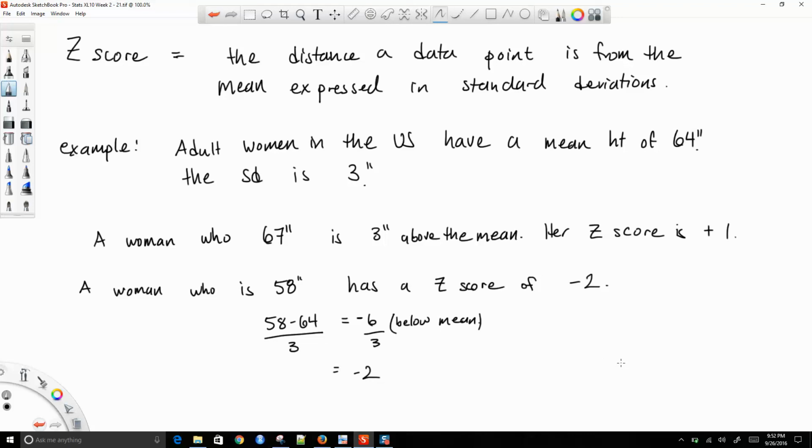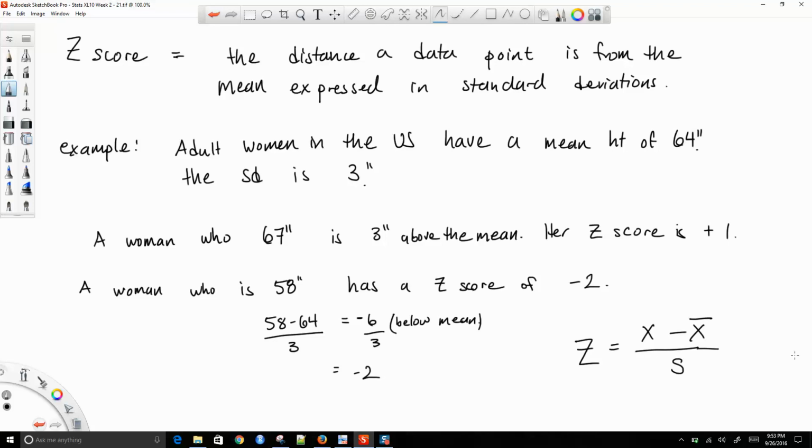So we can think of a z-score as being our x value, and we're going to subtract off the mean to see how much above or how much below we are from the mean. And we're going to take that difference and divide by the standard deviation s. So this is our distance from the mean expressed in standard deviations. Okay? And here I did simple examples, but you can have decimals.